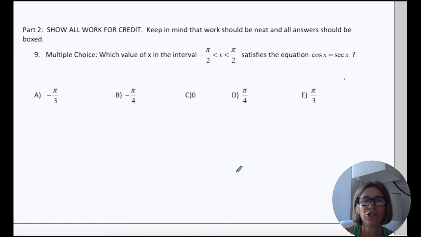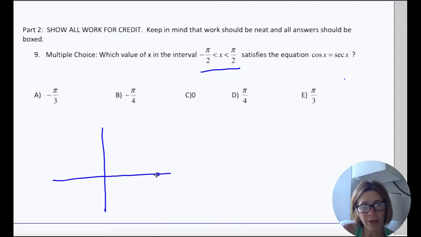Again, my best suggestion is for you to have your test out and go over your answers here. It says, which value of x in the interval of negative pi over 2 to pi over 2 satisfies the equation cosine x equals secant x. I think it's important to know that secant is the reciprocal of cosine. And when we're talking about an interval, I have to think about what that interval is.